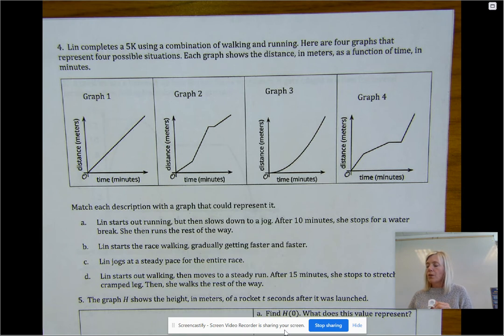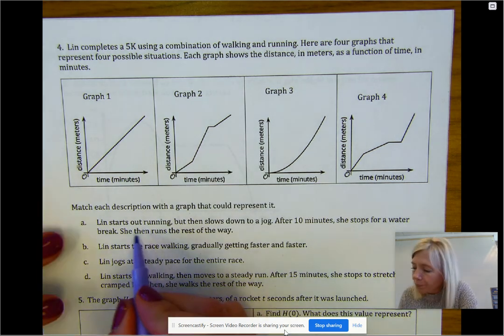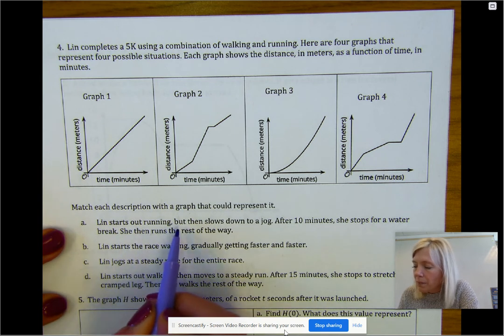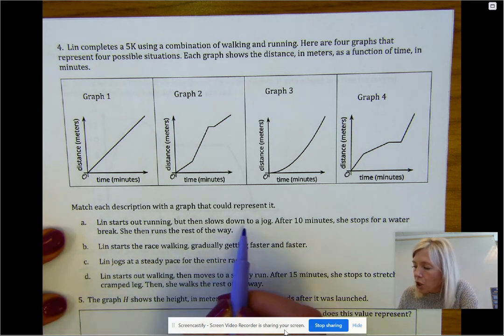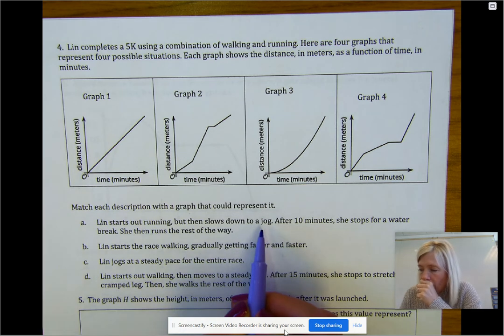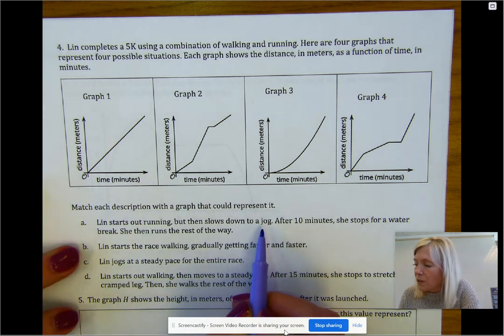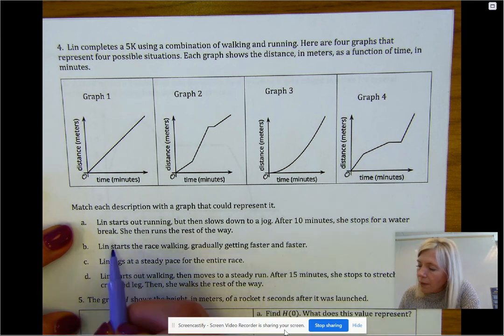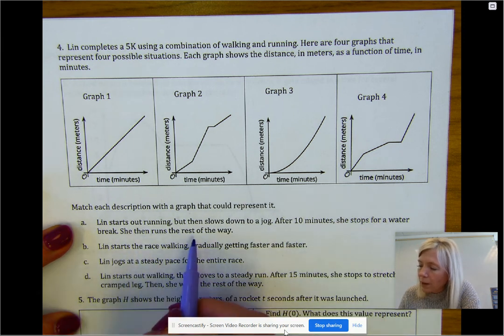All right, so let's go ahead and read the description. So A, Lynn starts out running, so it would be kind of steep, then slows down to a jog. After 10 minutes, she stops for water and then runs the rest of the way.